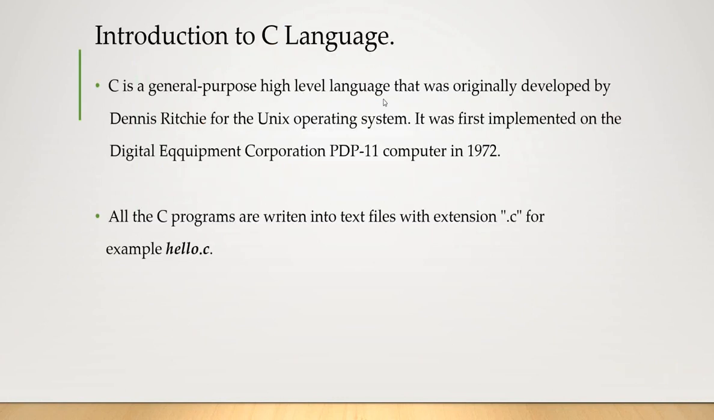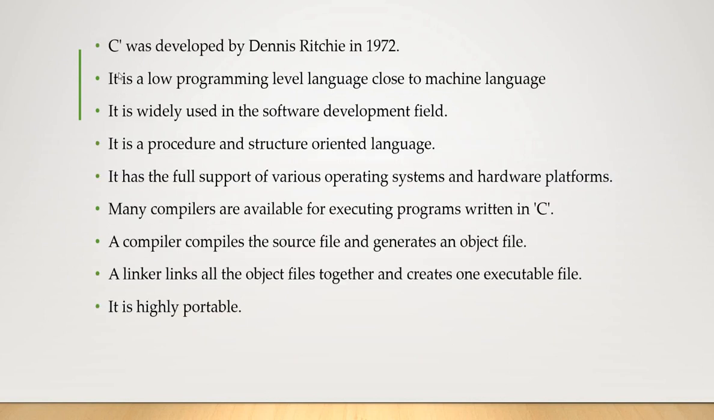C is a general purpose high level language developed by Dennis Ritchie in the year 1972. All C programs take the extension .c and are written into text files. Some key points of C language are: it is a low level programming language close to machine language. It is widely used in the software development field, guys, and it is a procedure and structure oriented language, and many compilers are available for executing programs written in C.